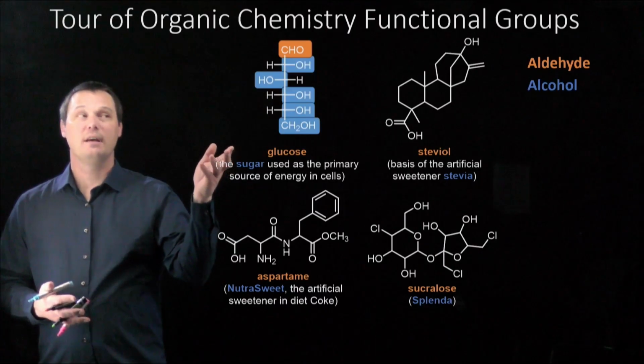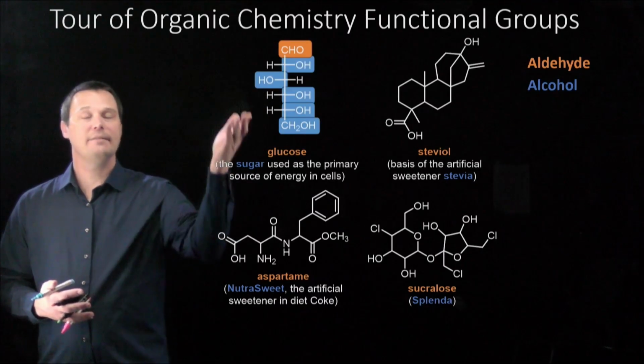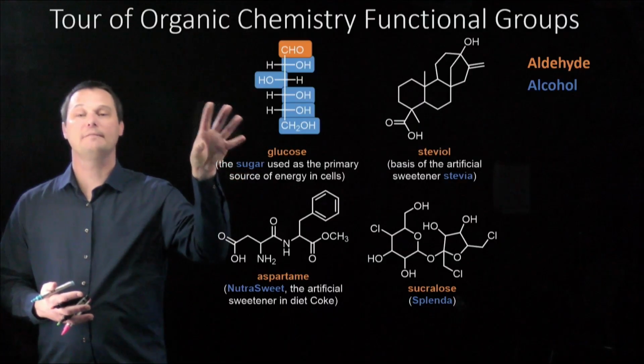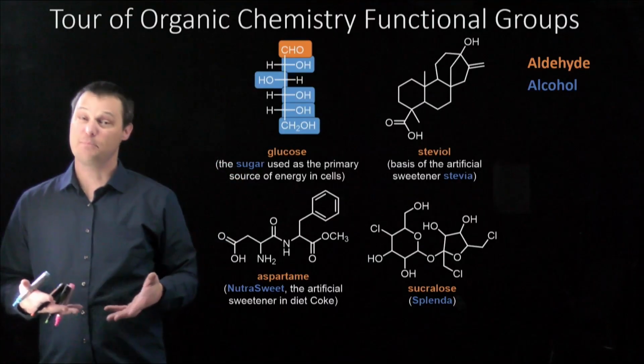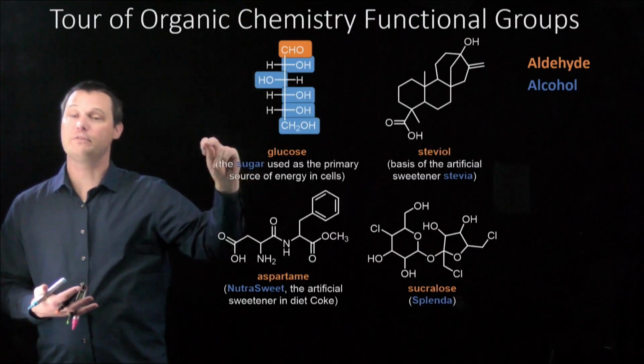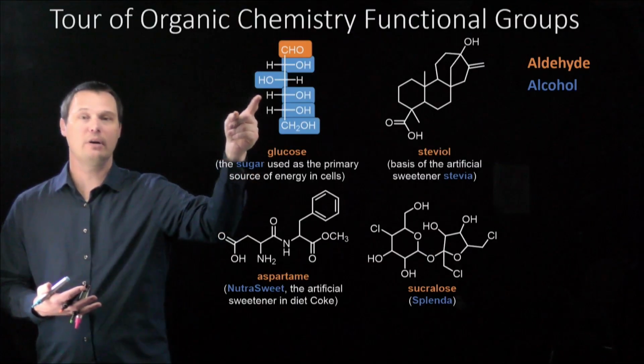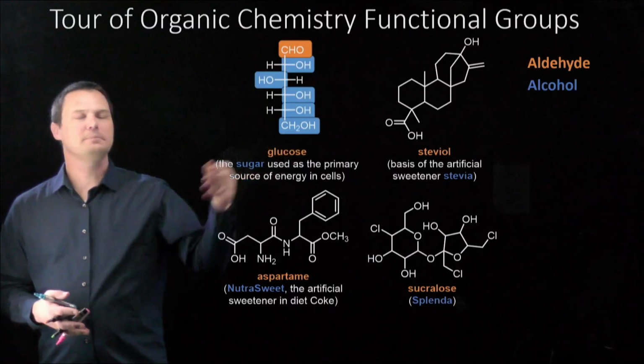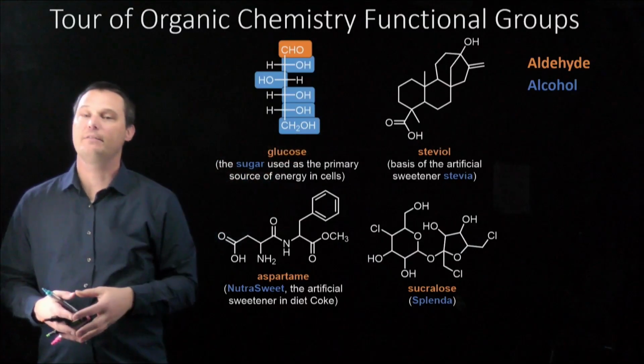Glucose also contains a lot of alcohols. There are 5 hydroxy groups in glucose as part of 5 separate alcohols in this molecule. This is part of what I mean that you need to be able to look at these molecules no matter how they're oriented and know which functional groups are present. Aldehyde, alcohol, all the ones down the line. What about steviol? Take a second, pause the video, see if you can identify the functional groups in steviol.